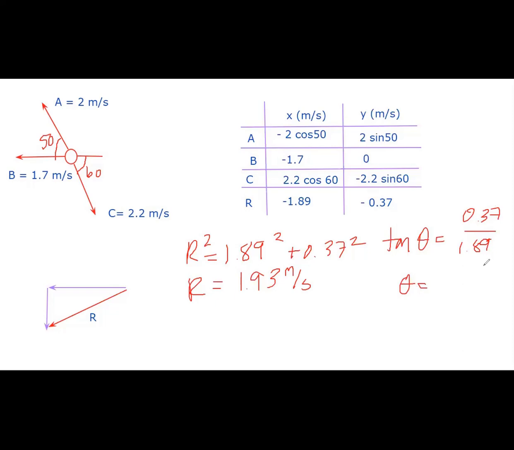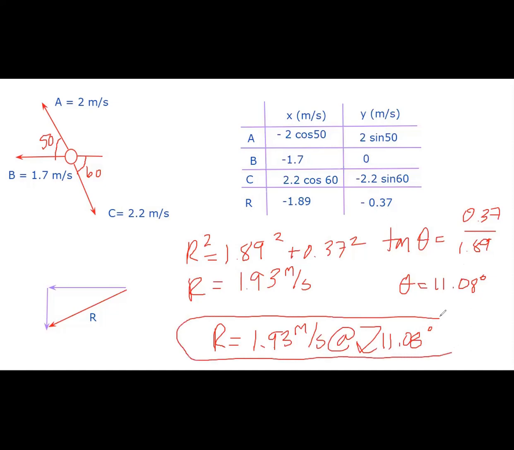11.08 degrees. So R equals 1.93 meters per second at an angle in the third quadrant, 11.08 degrees. And you can see from our picture over here, our math looks pretty close to the picture we sketched out. Anybody have any questions there?